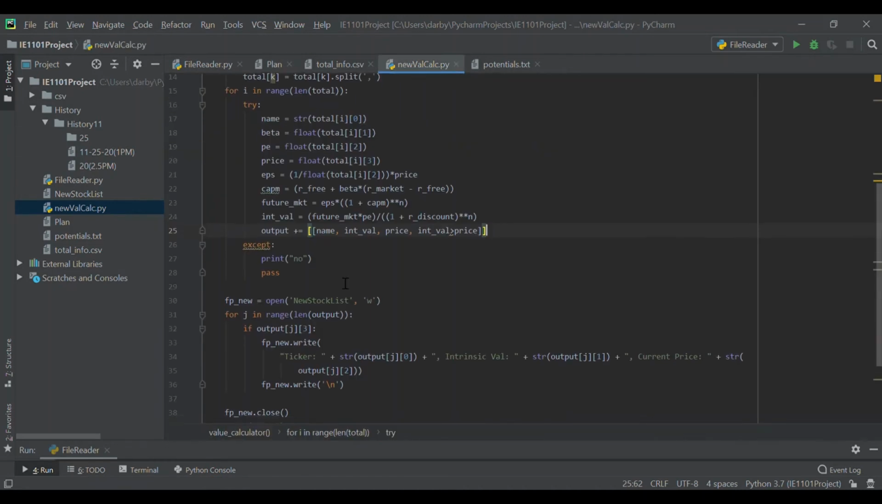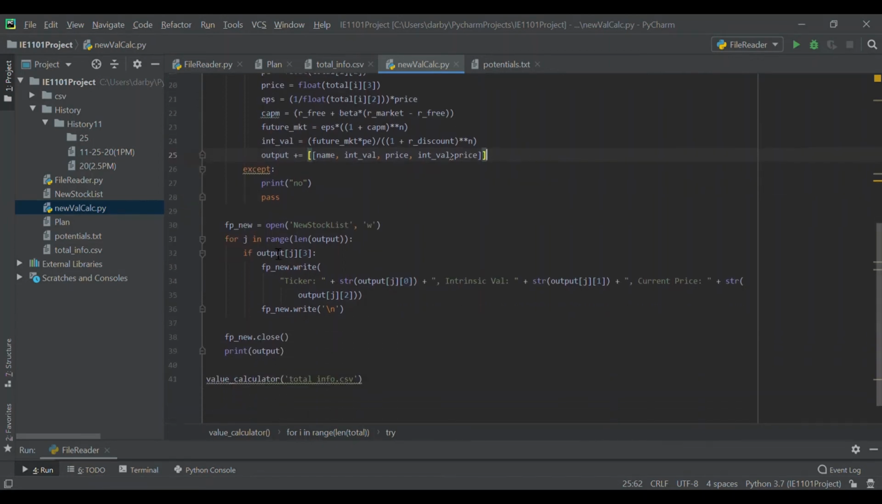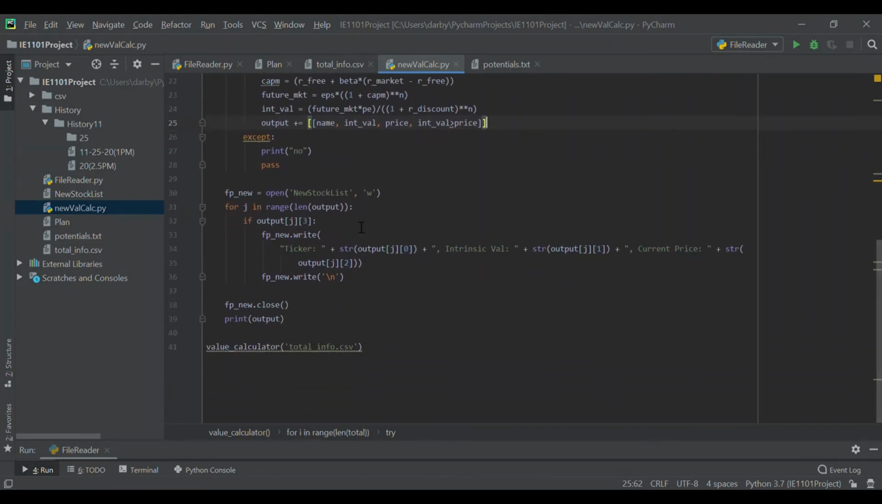So where were we? Last time we looked at it, it's just defining all this stuff and calculating the intrinsic value. So now we're going to get to pretty much the end of it, the last leg of it. So we're making a new file called new stock list, which I just closed because it's going to make a new one in a second.